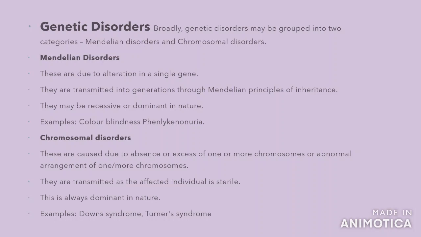Chromosomal disorders are caused due to absence or excess of one or more chromosomes, or abnormal arrangement of one or more chromosomes. They are not transmitted as the affected individual is sterile. Example, Down syndrome, Turner syndrome.